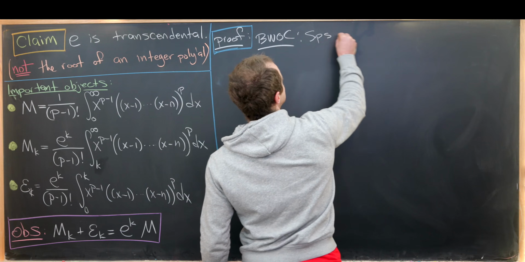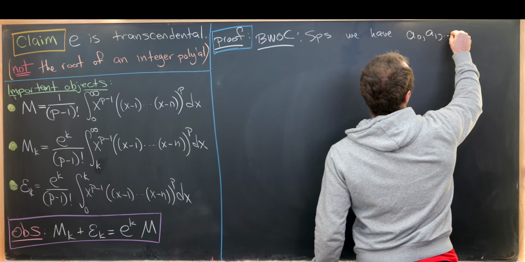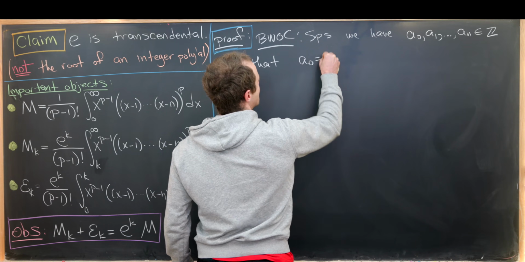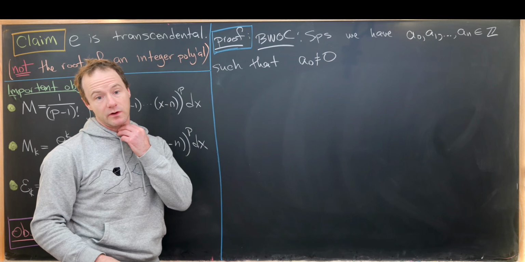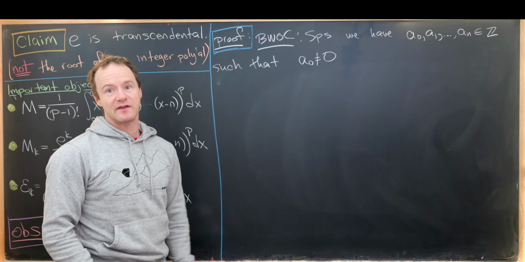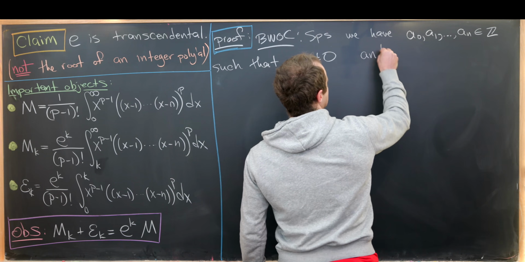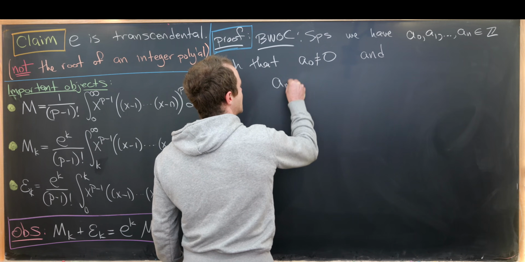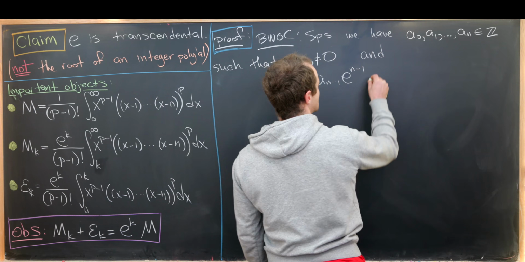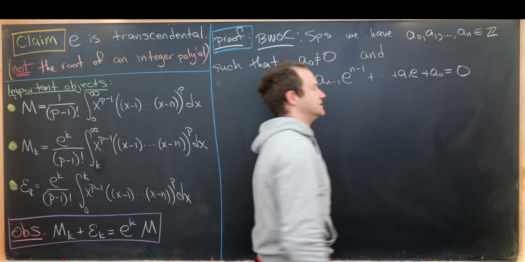So here's what we'll do. Let's suppose we have integers a0, a1, all the way up to an, such that, first of all, a0 is not equal to 0. That'll be important. We can always choose a0 not to be equal to 0, and I'm going to write down the polynomial and it will be clear. Such that a0 is not equal to 0, and we have an e to the n plus an minus 1 e to the n minus 1 plus ... plus a1 e plus a0 is equal to 0.